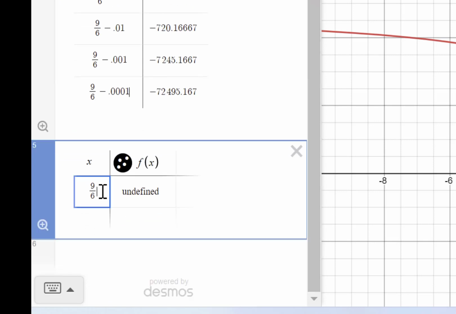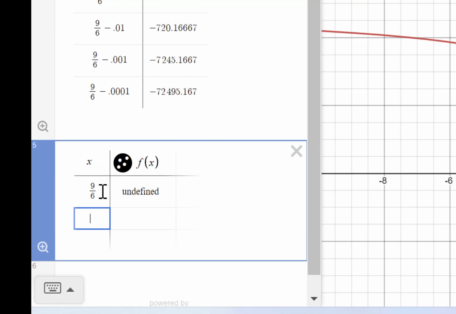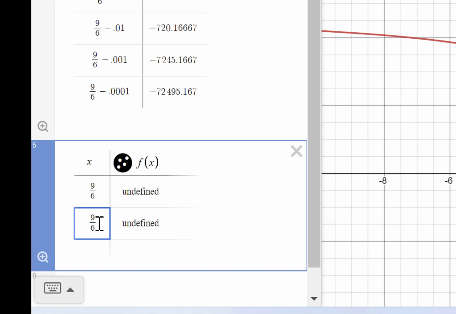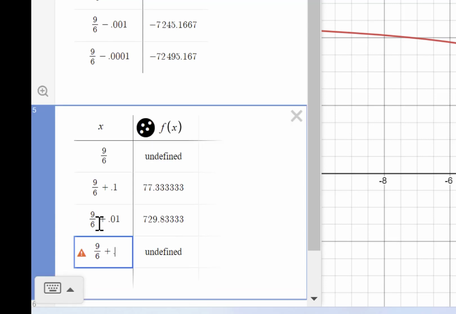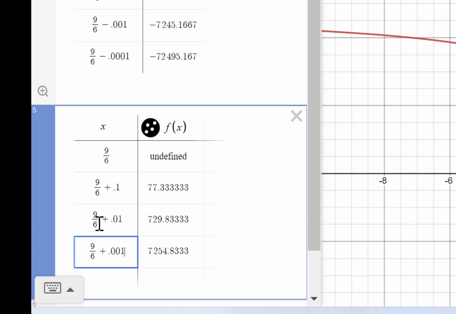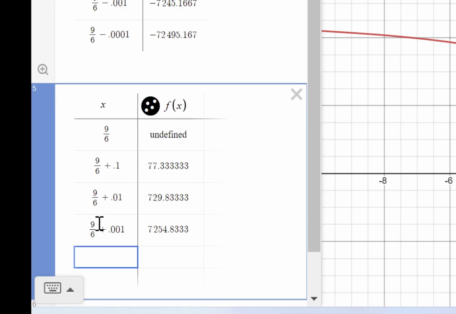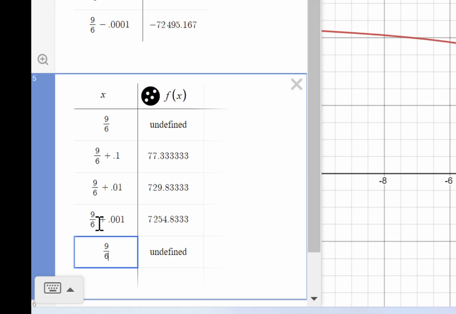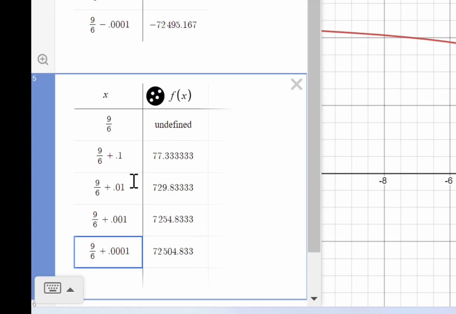Similarly, here in line 5 of Desmos, I plugged in x is 9/6, but this time in my table, I'm going to approach 9/6 from the right side. I'm going to explore the right-hand behavior. So I start at x is 9/6, and I add 0.1. Start at 9/6 and add 0.001. Start at 9/6 and add 0.0001.